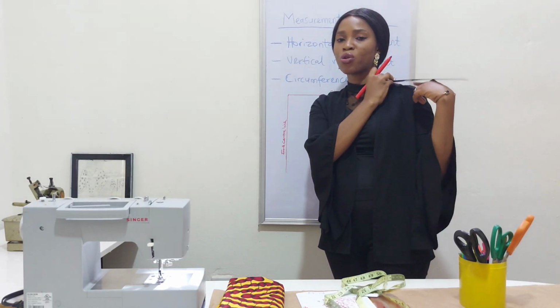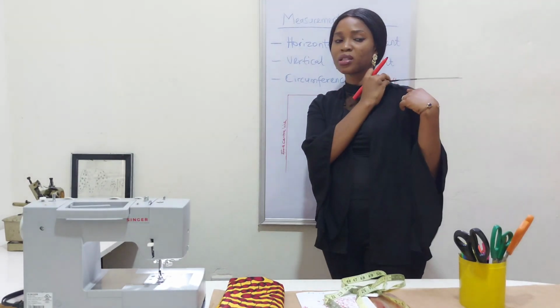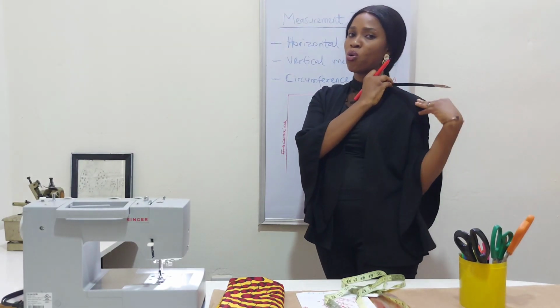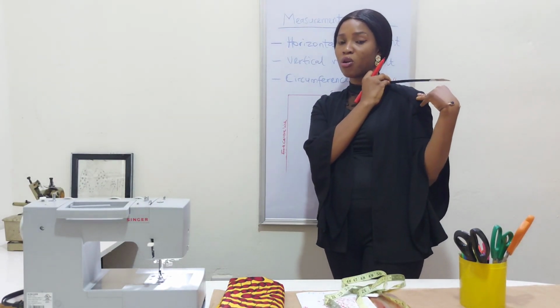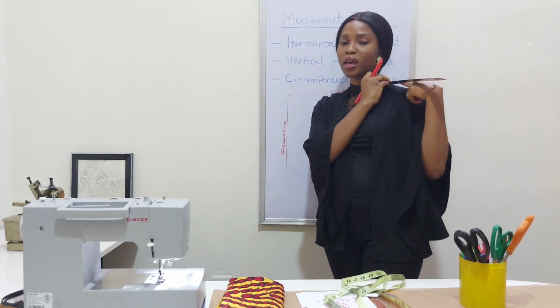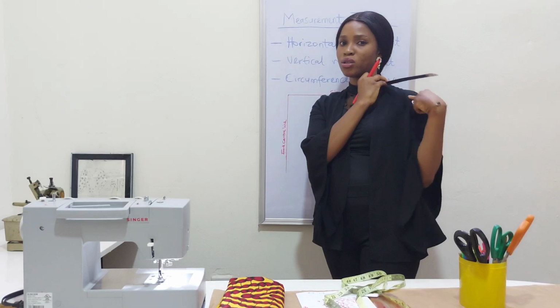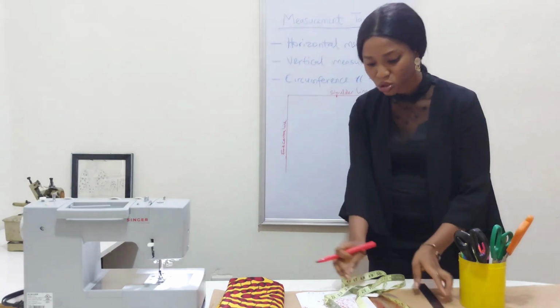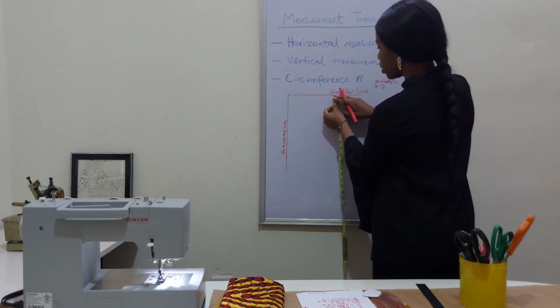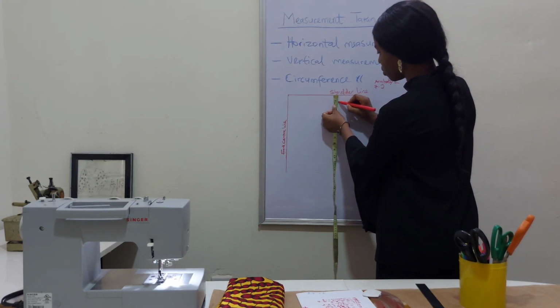So we need to consider that when we're drafting, because if you make it straight, you end up having a dress that doesn't flow with the body shape of how the shoulder is. So you need to take away that distance from this point to this point. That's why we need to go down from this point by 1 inch.